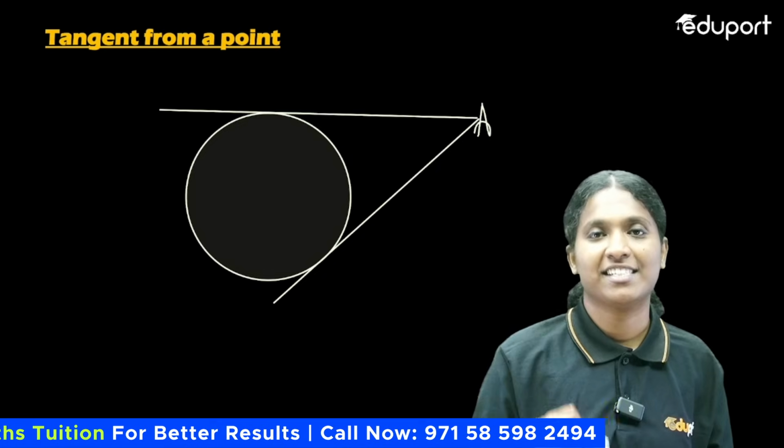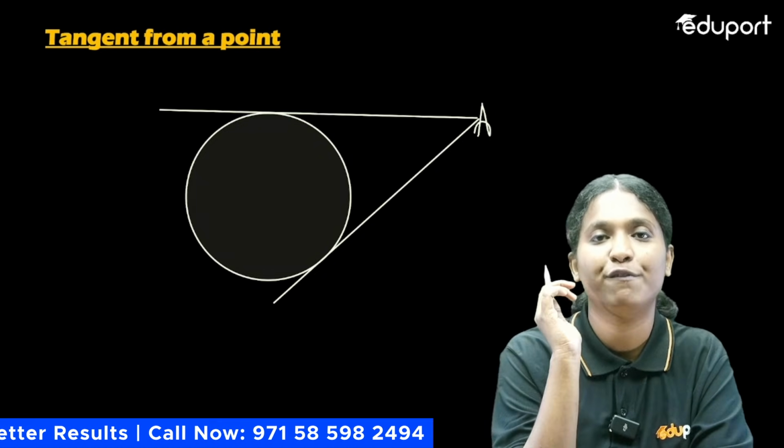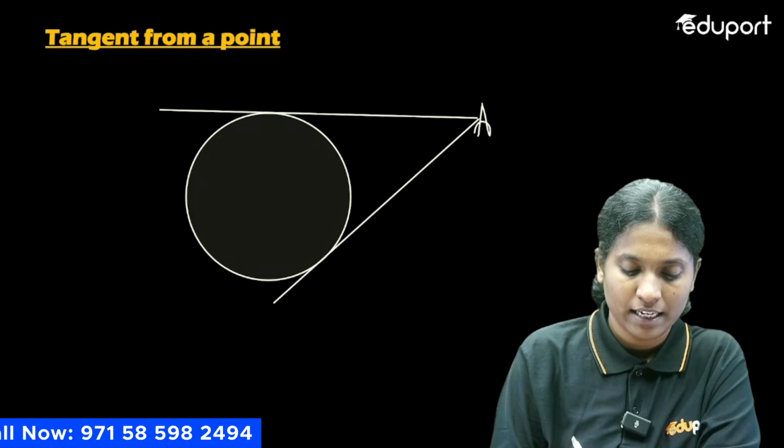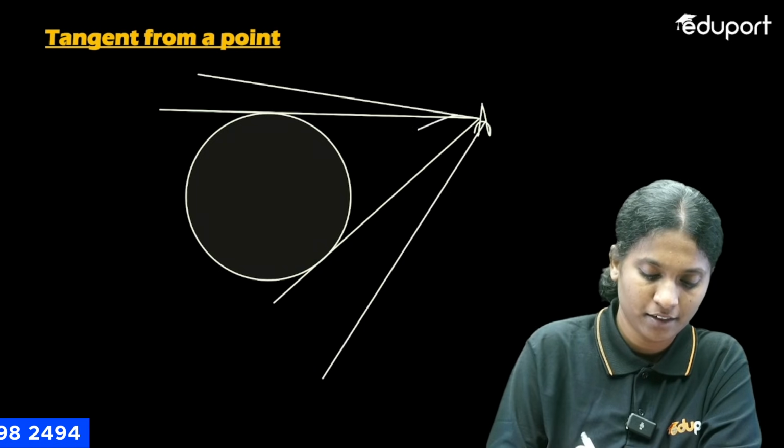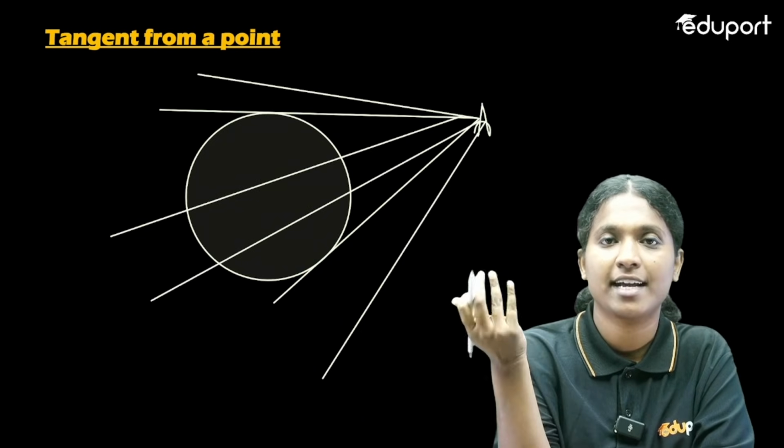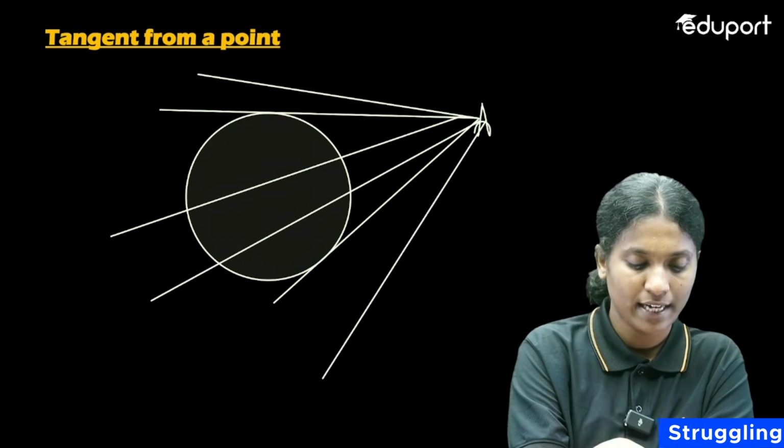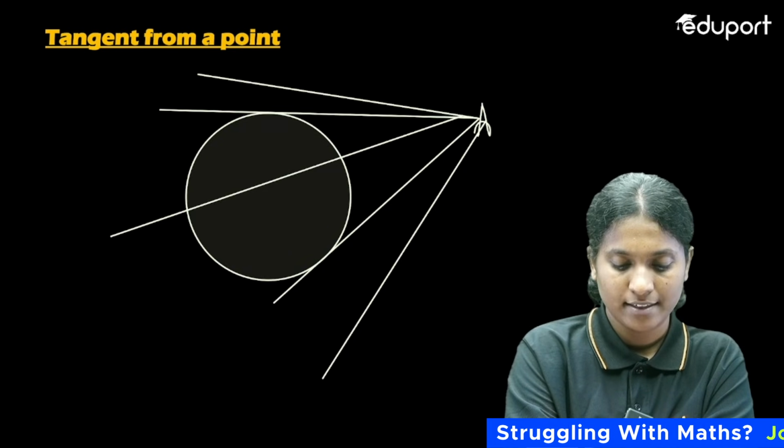So two tangents are possible from an external point to the circle. Is it possible to have another tangent? No. Only two tangents are possible.